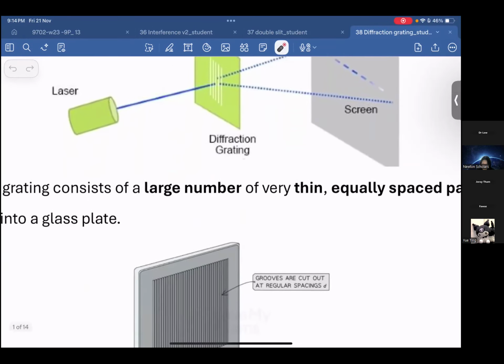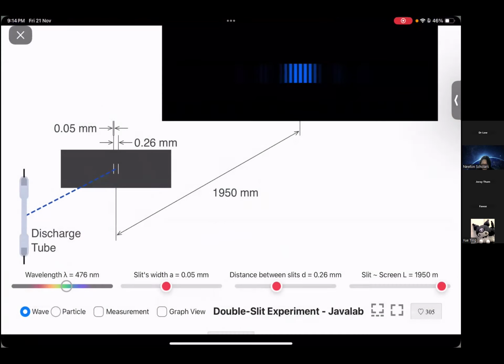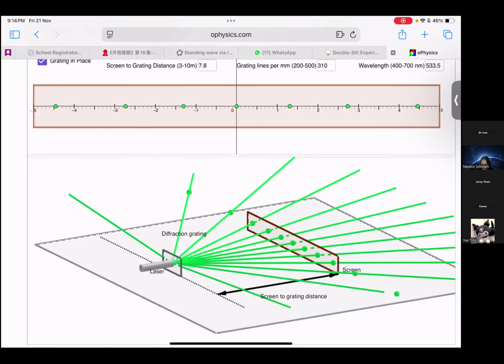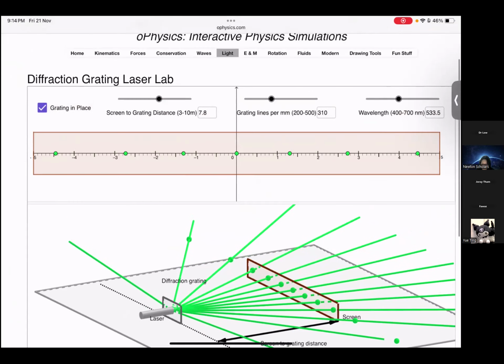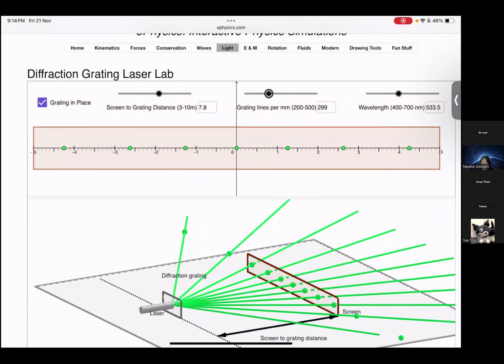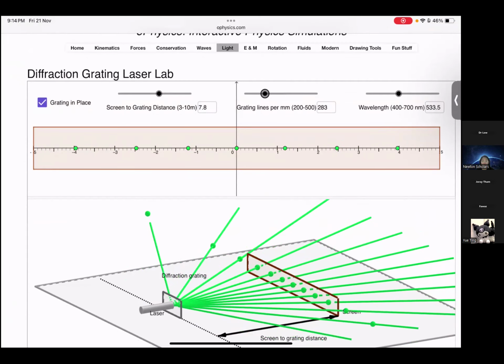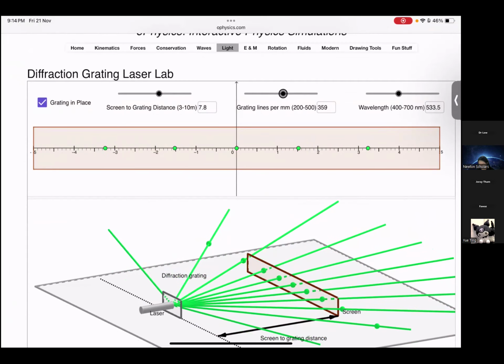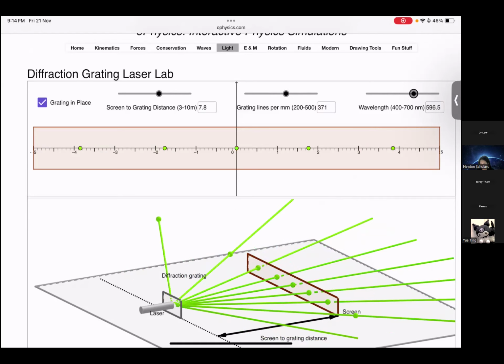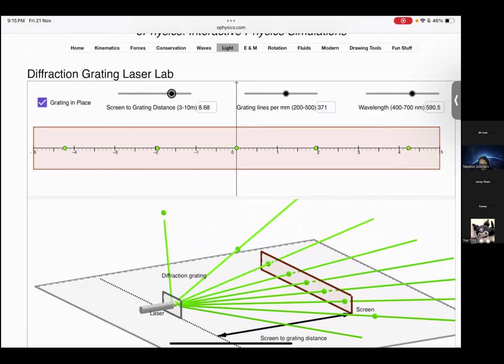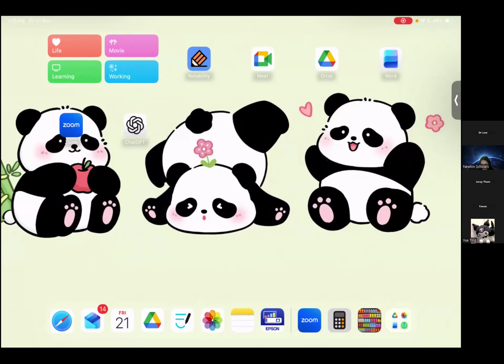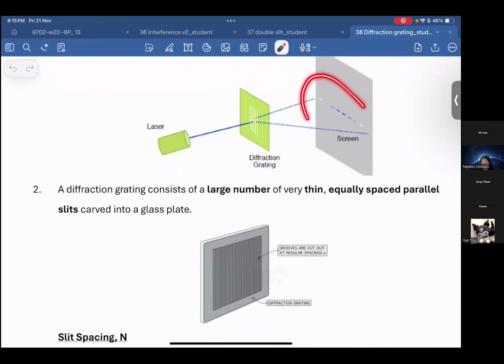Okay, let me have a look. This one, yeah. Something like this. When we change the number of grating lines per mm, this is the point where we will find out the pattern. When we change the wavelength, we are also changing the pattern. Changing what else? Changing the distance. There are a few factors affecting it now. This is the pattern that we can observe on the screen. So the pattern will change when we change some factor, some variable.